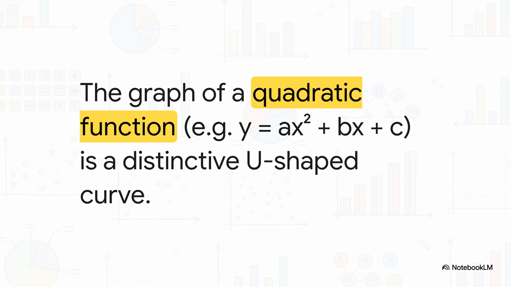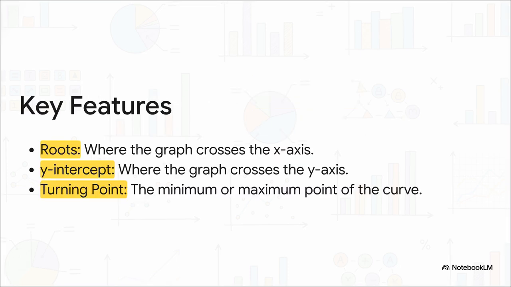It can be a happy U-shape if that a value is positive, or it can be a sad upside-down U if a is negative. For any parabola you see, there are 3 key features you have to be able to spot. The roots, that's where it crosses the horizontal x-axis, where y = 0. The y-intercept is the easy one. That's just the c value from the equation.